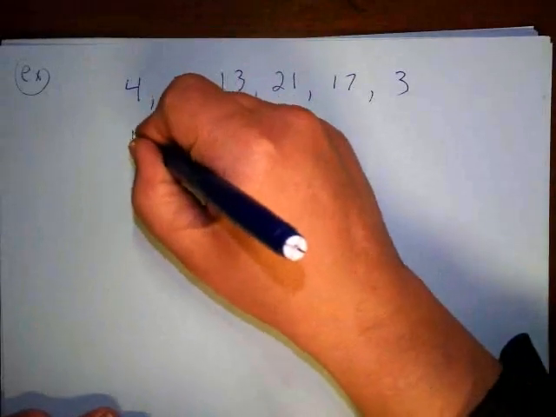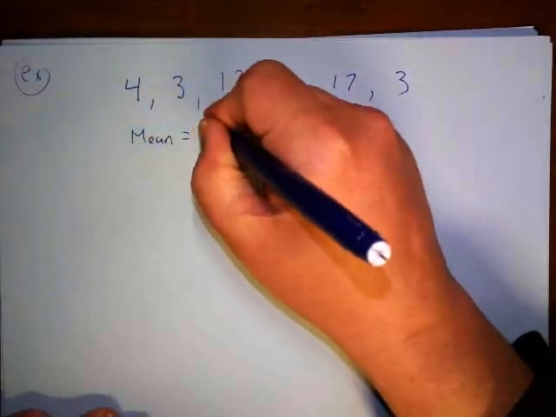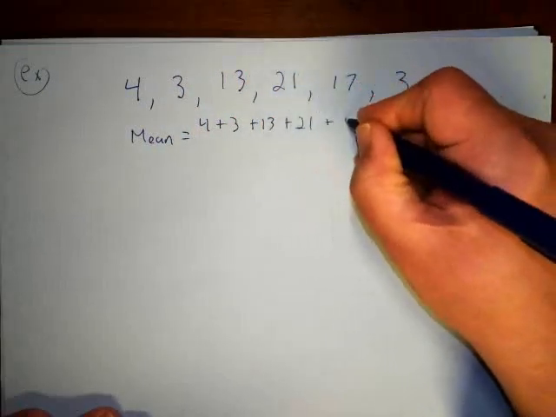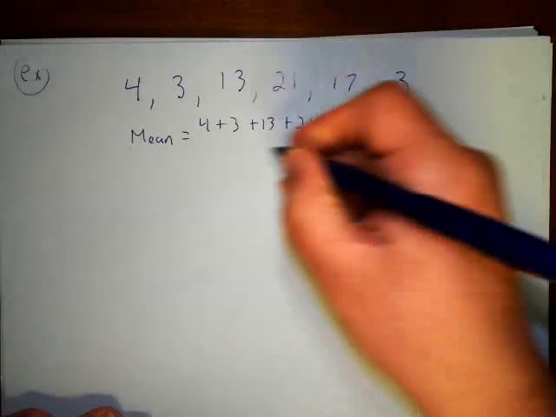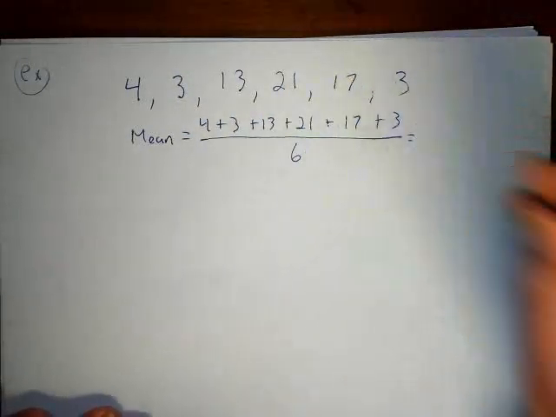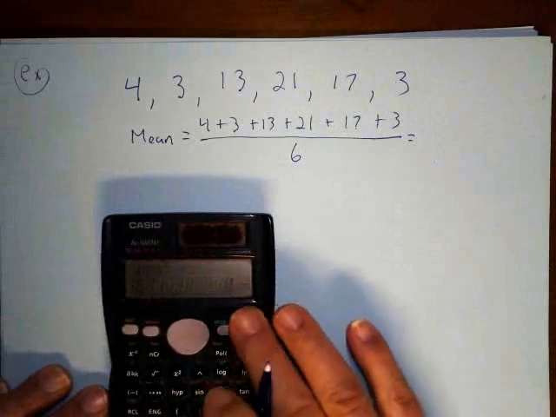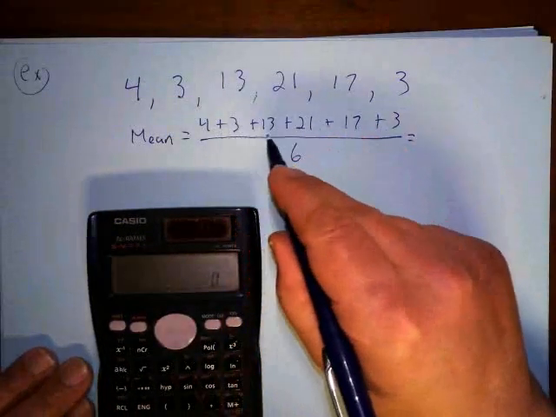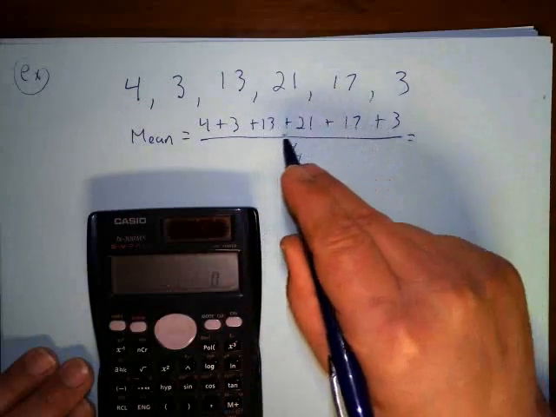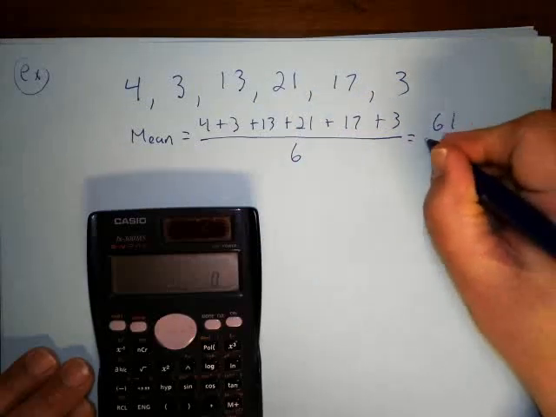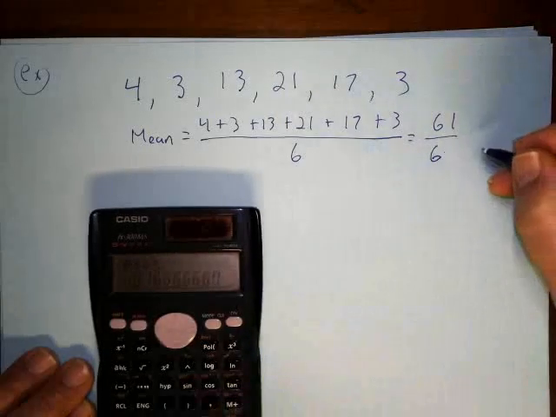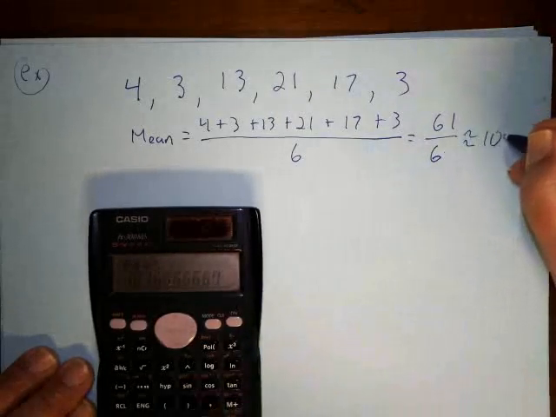Okay, so the mean is the average value. So I'll take 4 plus 3 plus 13 plus 21 plus 17 plus 3. And then there's 6 values, so I divide by 6. Okay, so this would be 7, and 13 would be 20. This would be another 20, so that would be 40, and then the 21 is 61 divided by 6. So 61 divided by 6 looks like that's approximately 10.